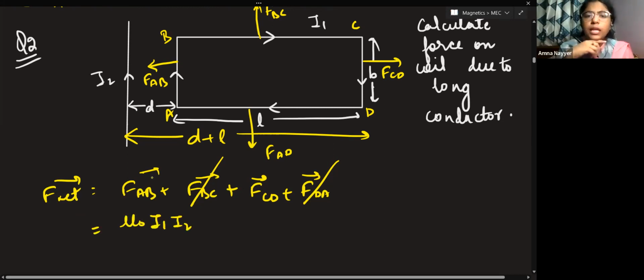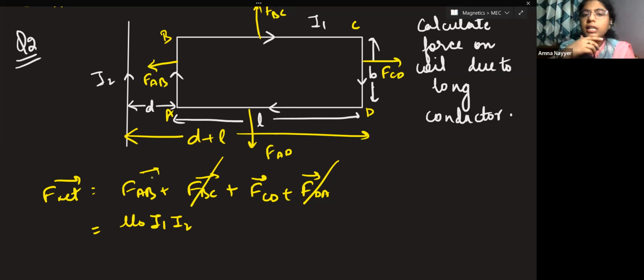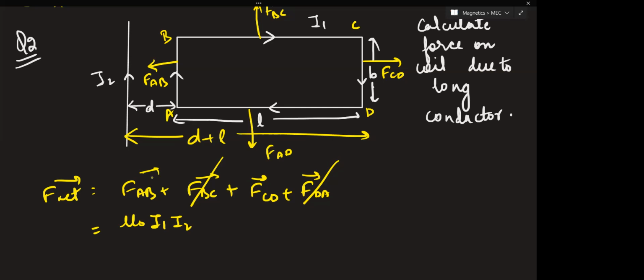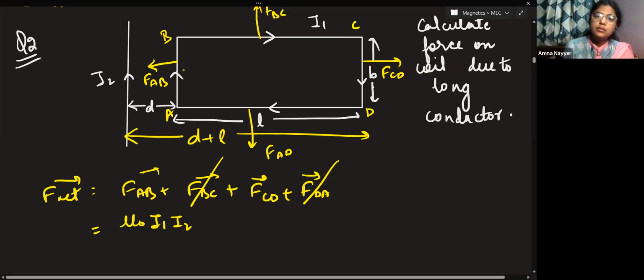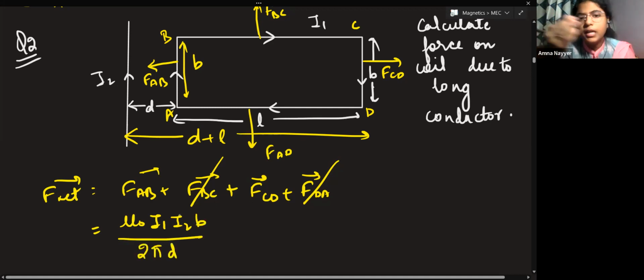Force per unit length has not been mentioned, so we are calculating the force. Can anyone tell what the length AB is by looking at the figure? This length is B, because this is a regular rectangle. So instead of the length, we have B divided by 2 pi D. Direction, it will be attracting. We can see the direction of FAB.